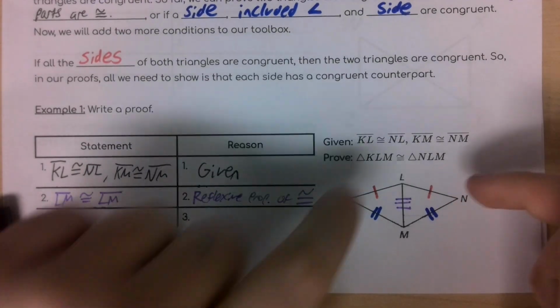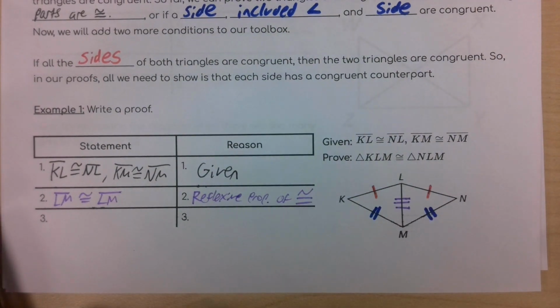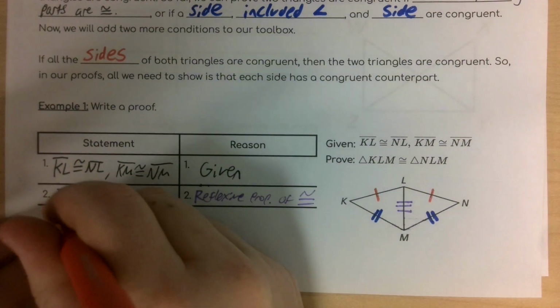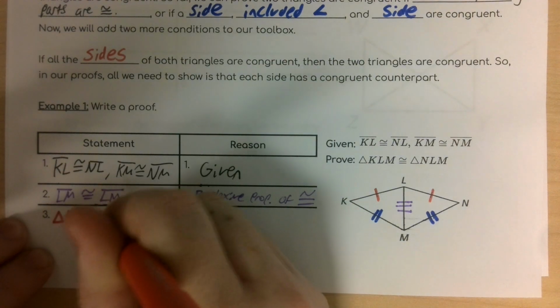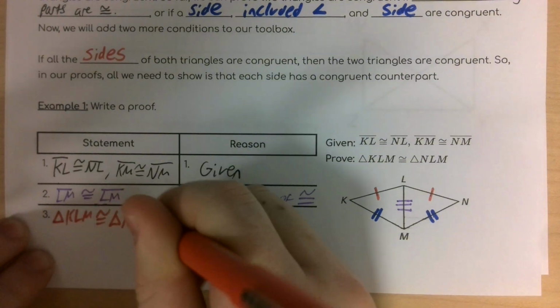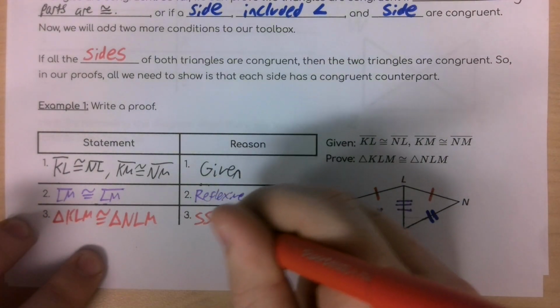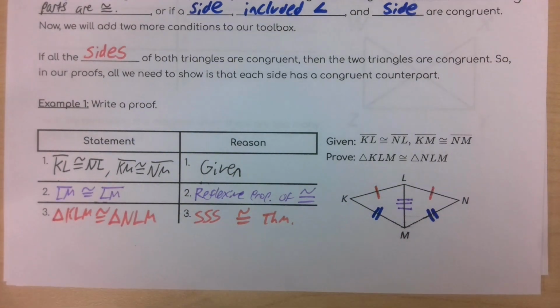So if we know that we have the red sides congruent, the blue sides congruent, and the purple sides congruent, that means all three sides of both triangles are congruent. We can say that triangle KLM is congruent to triangle NLM, just like it says in our proof statement, because of the side-side-side congruence theorem. Nice! This is a quick proof.